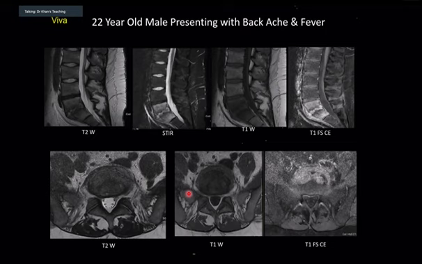And candidate 2, if you can mute yourself. Thank you. Now, if you see here, look at the intervertebral disc, there is high signal.